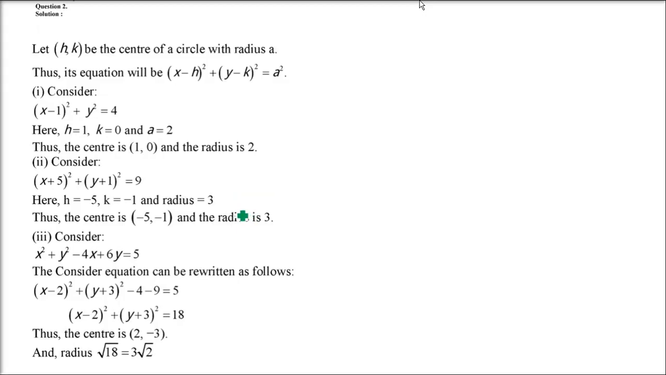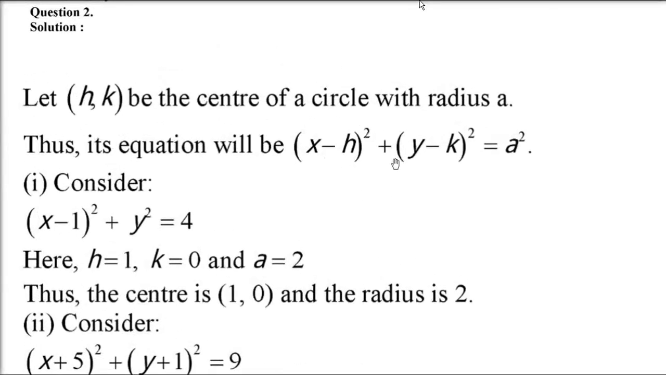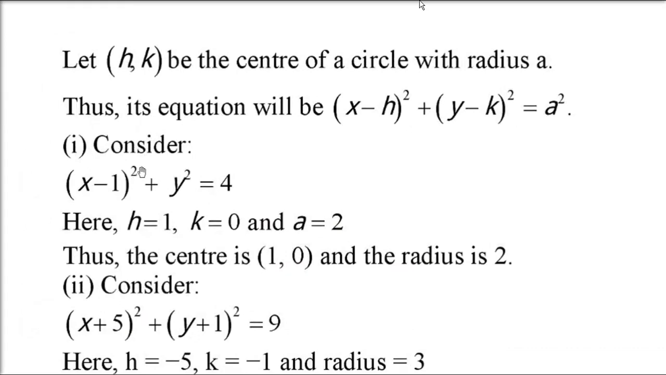Here we have question number 2. There are 4 parts here. What we did in the first question, this is the converse or the reverse. We are given the equation, and from here we have to find the center and radius. So whichever equation is there, you try to make it as (x minus h) whole square plus (y minus k) whole square equals a square.